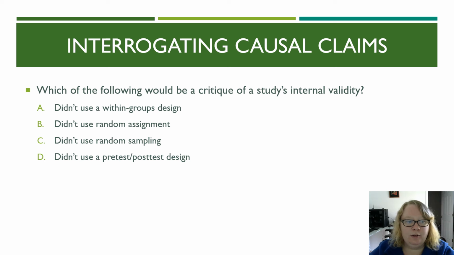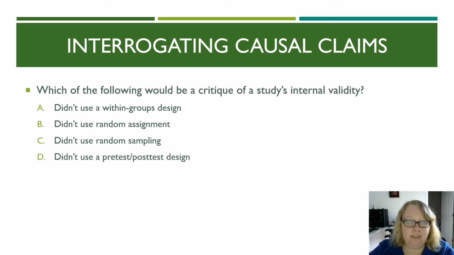Okay, now one more little bit of practice here. Which of the following would be a critique of a study's internal validity rather than a different validity type? So which of these would be criticizing an internal validity? A, didn't use within groups design. B, didn't use random assignment. C, didn't use random sampling. Or D, didn't use a pre-test, post-test design. So pause the video, think about which of these 4 you think is a threat to internal validity, and then keep playing to hear the answer.